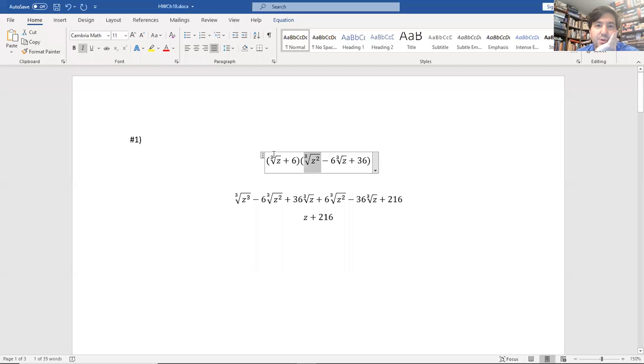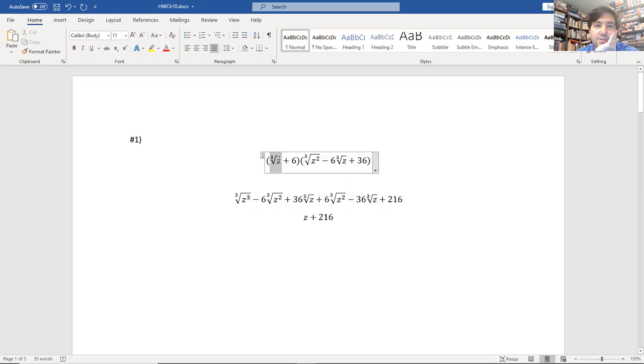So since those are both in a cube root, it's still going to stay in a cube root. And you're going to multiply the things that are inside. So what's inside is a z together with a z squared. 1 and 2 more z's gives you z to the third. So the first part is the cube root of z to the third.